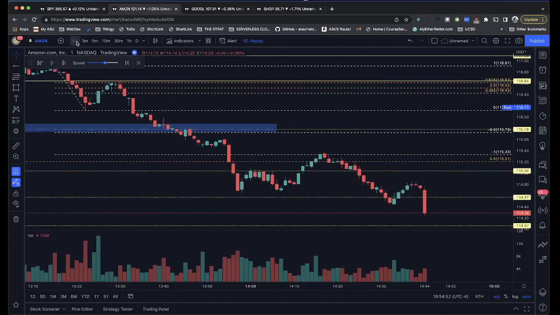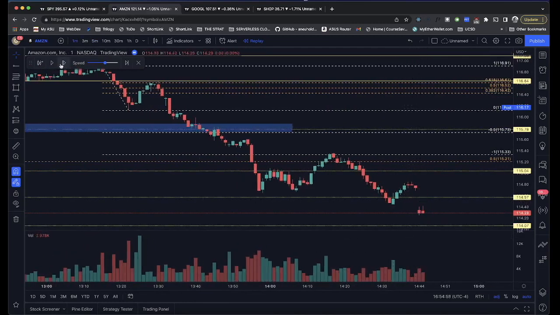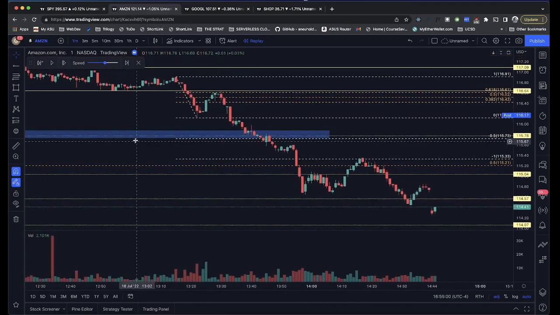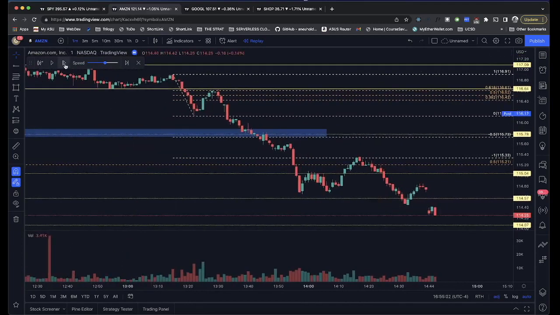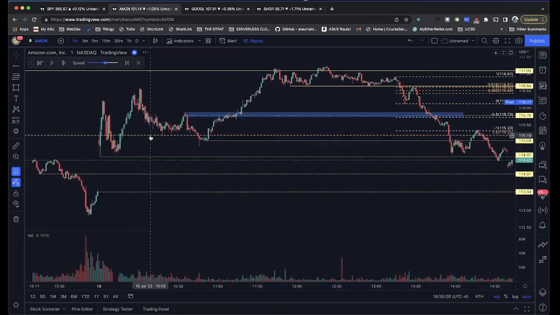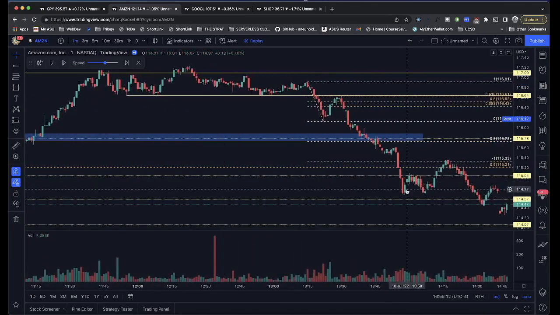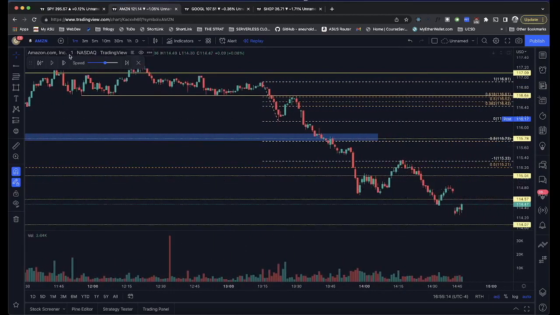I'm going to go back to the 1 minute just so you can see that this low was broken with increasing volume. I'm not sure why there's a gap there now, TradingView. But the bottom of the gap was all the way down at 113.54. I did not hold the trade that long.